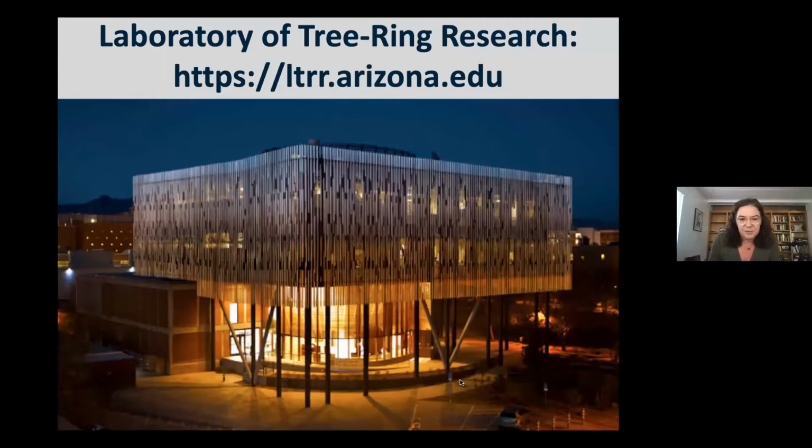As I mentioned, I'm a professor in the Laboratory of Tree-Ring Research at the University of Arizona, which is a department in and of its own. There are about 12 professors whose research all focuses on tree-ring research, or dendrochronology. Some of us are climatologists, some of us are ecologists, some of us are archaeologists. So all of these applications are united in one department.